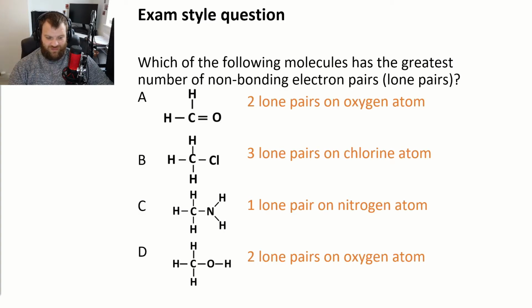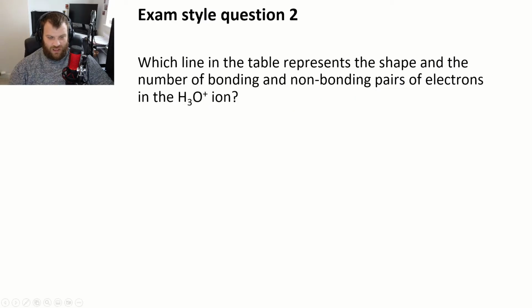In both A and D, there are 2 lone pairs on our oxygens. B has 3 lone pairs on their chlorine, and nitrogen has 1 lone pair, and this means that B will be our correct answer.